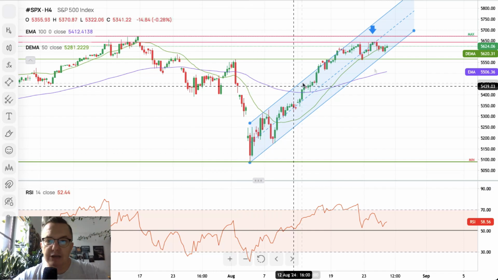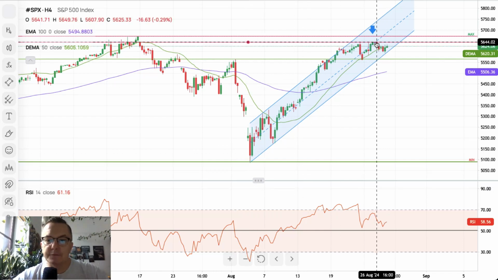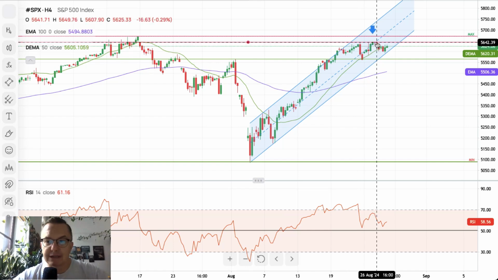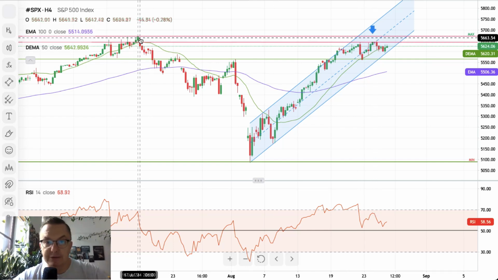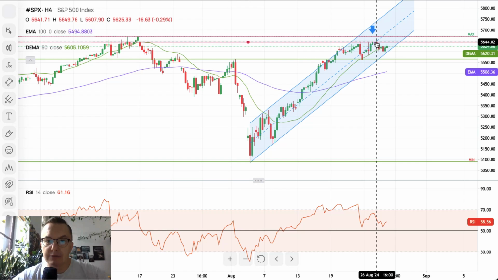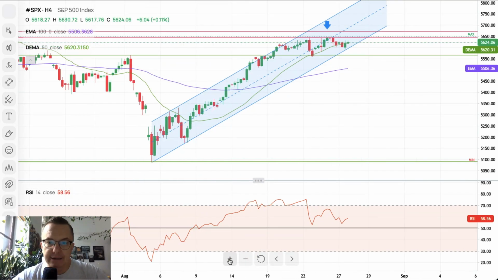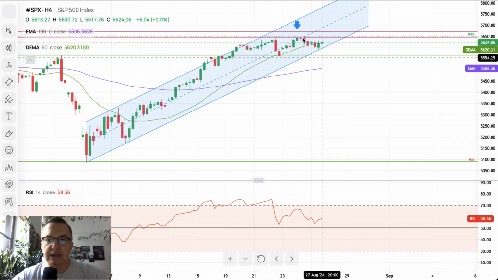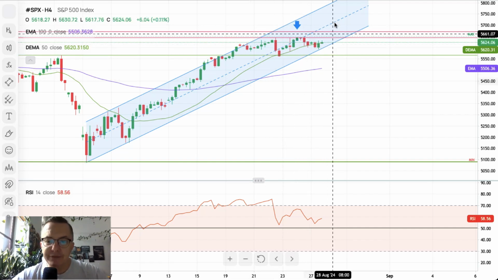On a 4-hour chart, we can see again a very strong and fast rebound towards the swing high at 5,669. The local high was made at around the lower technical resistance at 5,644, and the bears are making pressure on the markets. They are not allowing bulls to move even higher.